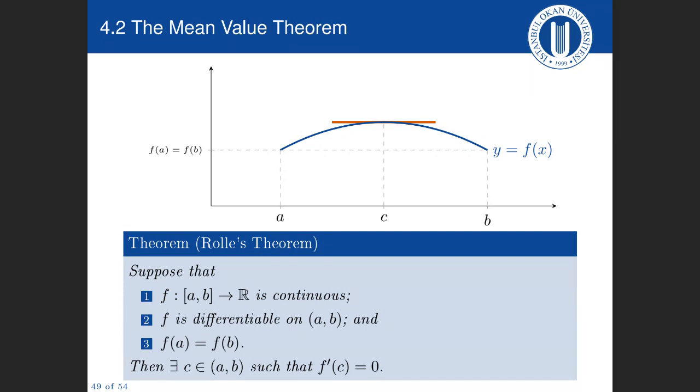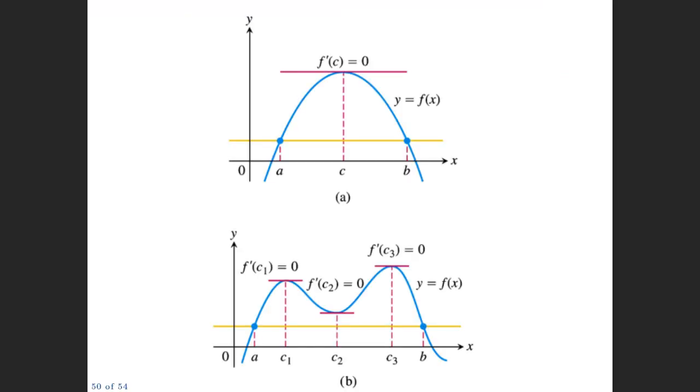Now, in this picture, the graph goes up and then it goes down. Somewhere in the middle, there must be a point where the graph is horizontal, a point where the slope is equal to 0. Or if we look at the second picture here, the graph goes up, down, up, down. This one actually has 3 points where the slope is equal to 0. Rolle's theorem says there exists at least one point somewhere between them where the slope is equal to 0.